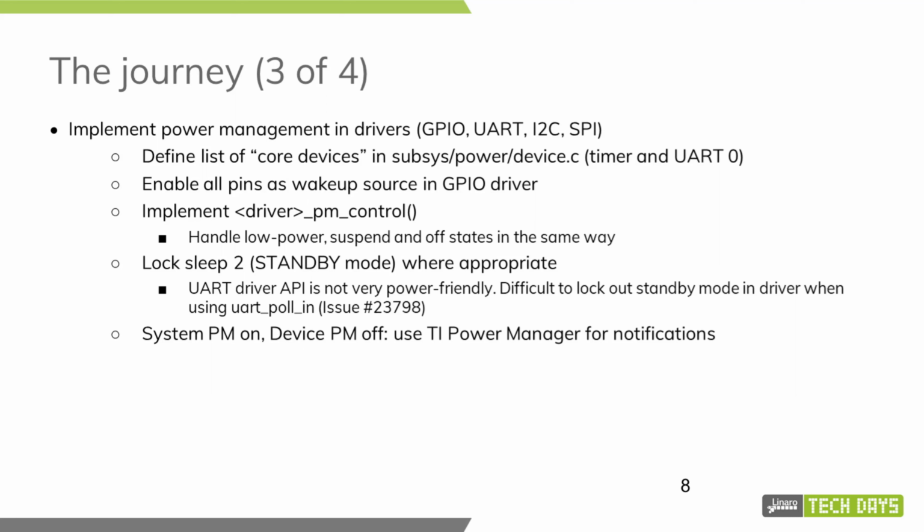As part of doing that, I found that the UART driver API is not super power friendly. It has support for a function called UART PON, which basically expects the UART to be on at all times, so that whenever the function is called, it will just pick up the next character. So it's very difficult to lock out the standby mode in the driver when it has that expectation and the application can step in, which means that it's not as user-friendly. And then the last point I've already touched on earlier.